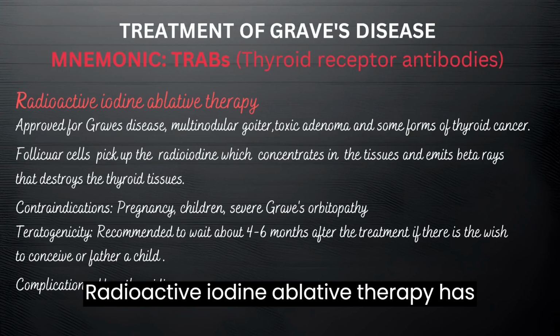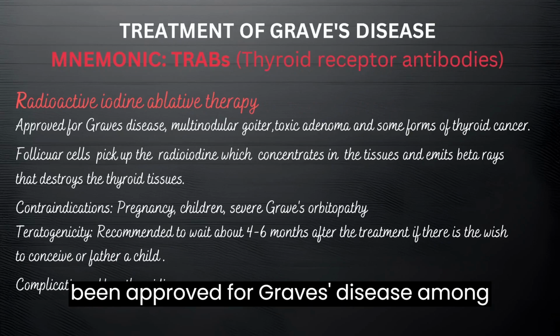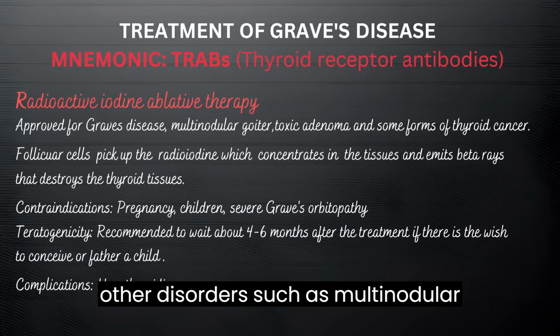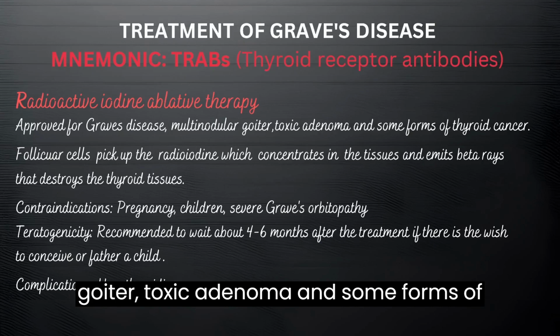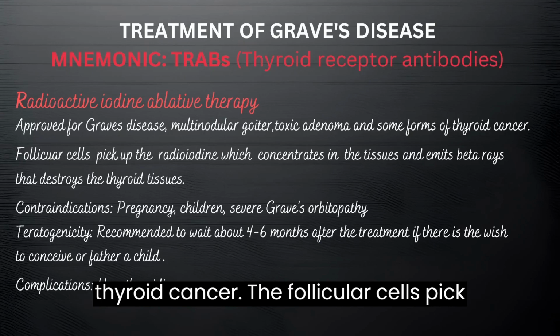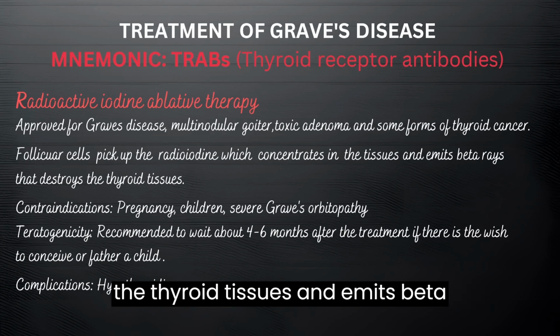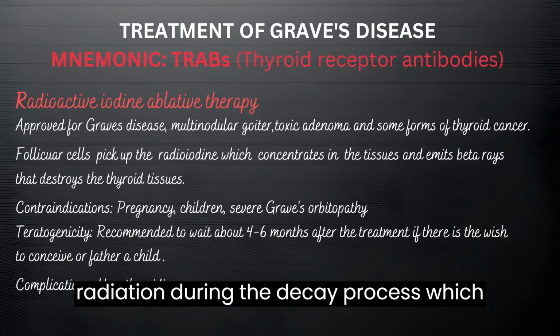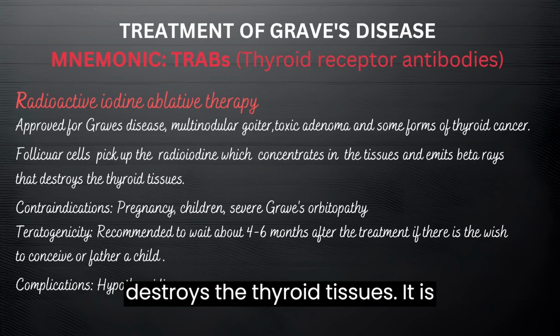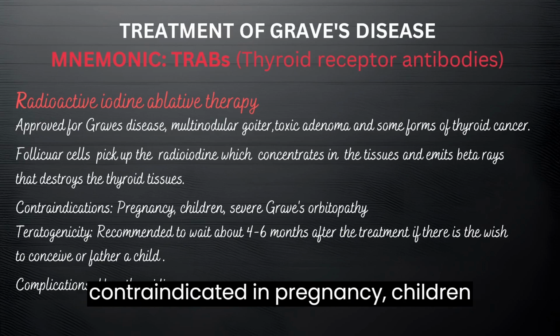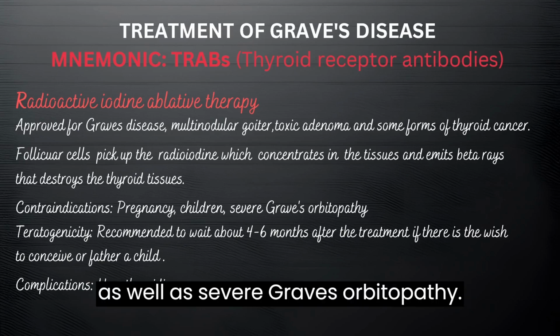Radioactive iodine ablative therapy has been approved for Graves' disease, among other disorders such as multinodular goiter, toxic adenoma, and some forms of thyroid cancer. The follicular cells pick up the radioiodine, which concentrates in the thyroid tissues and emits beta radiation during the decay process, which destroys the thyroid tissues. It is contraindicated in pregnancy, children, as well as severe Graves' orbitopathy.